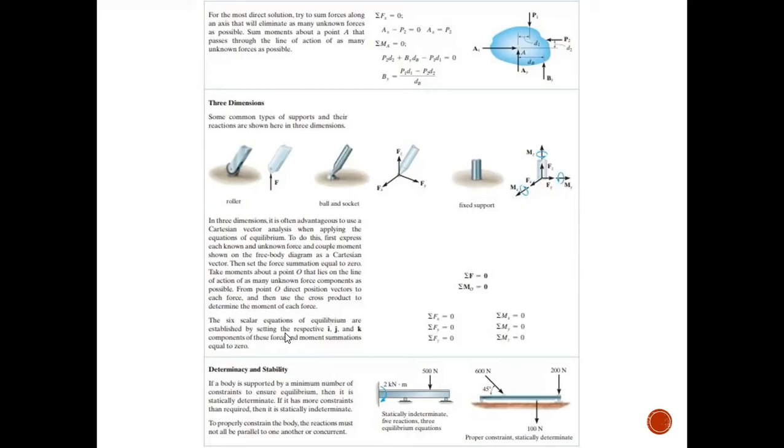The six scalar equations of equilibrium are established by setting the respective i, j, and k components of the force and moment summations equal to 0. If a body is supported by a minimum number of constraints to ensure equilibrium, then it is statically determinate. If it has more constraints than required, then it is statically indeterminate. To properly constrain the body, the reactions must not all be parallel to one another or concurrent.